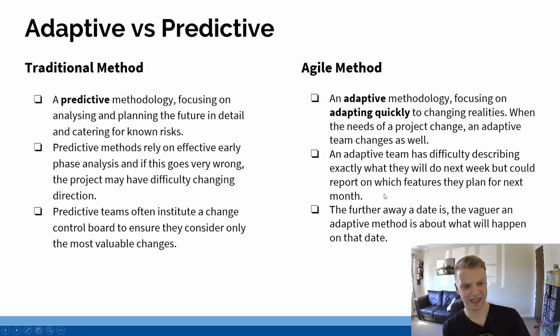And like I said, the further away a date is, the less the Agile team will know. They'll know what they're doing at the end of the week, but they won't know what they're doing at the end of the month, for example, or the end of the year. The year might be a very far off thing to them. Whereas with the traditional method, they've got a board of people that will have strict deadlines, and this needs to be met and whatever. So this is very well thought out, and this is kind of living in the moment, this one.